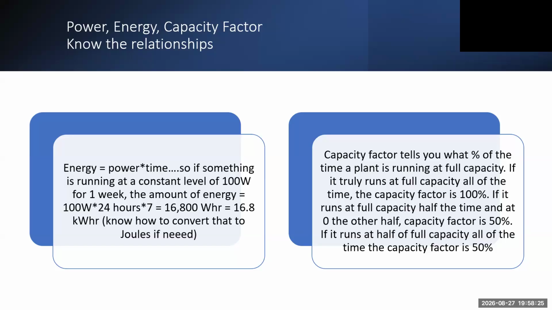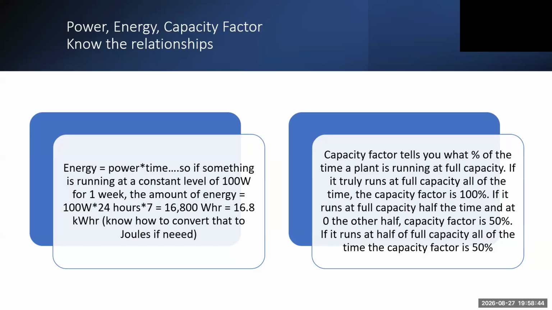So I tell you it's a 1,000 megawatt power plant. That's the power that goes out. If it's running at full capacity, that's going out all the time. If I wanted to ask you about energy, I would have to tell you over what time period. So make sure you understand that relationship.